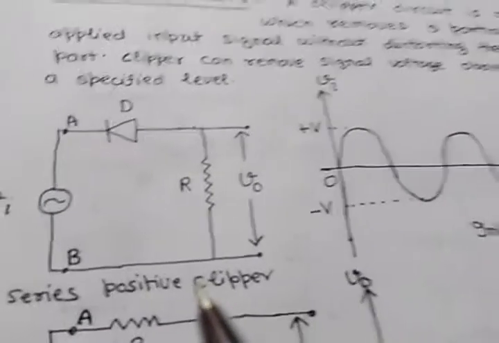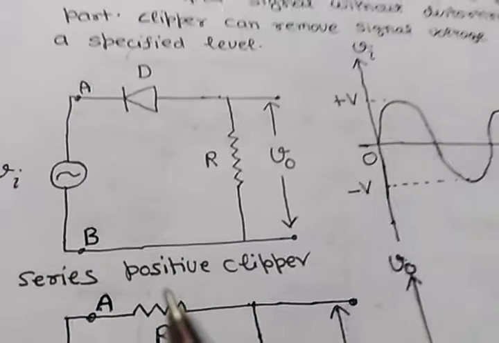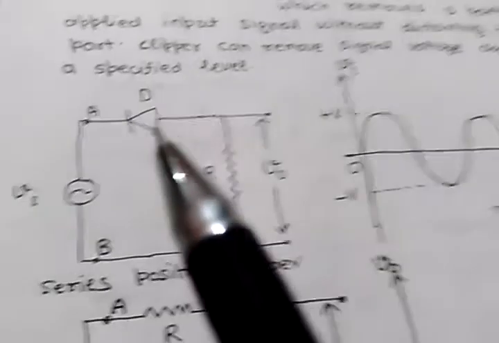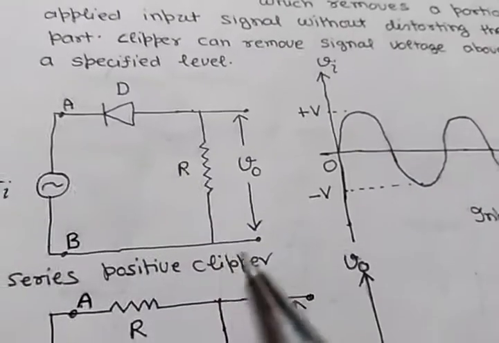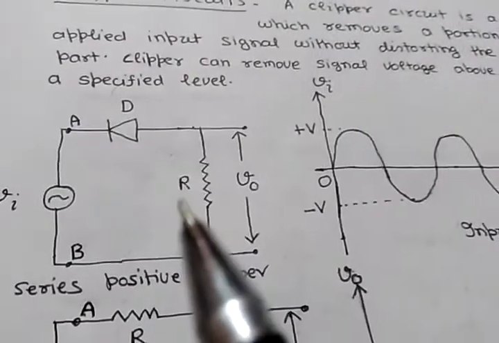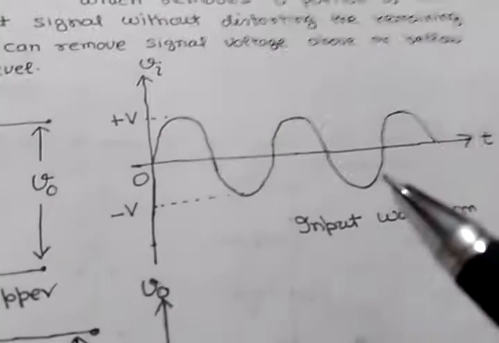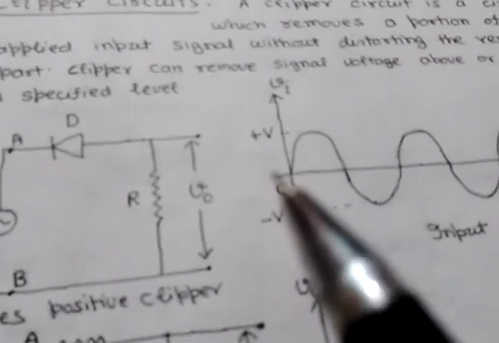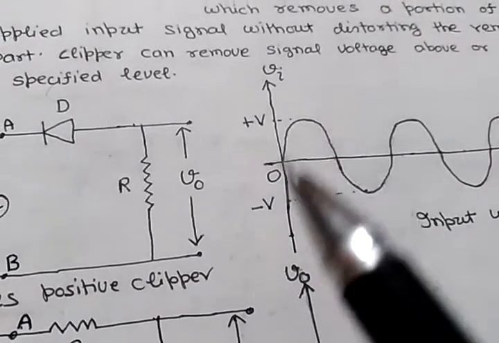This is the circuit diagram of a series positive clipper. Series means the diode is connected in series with the input signal. Positive clipper means this circuit has the ability to remove the positive half cycle of the input waveform. This is the input waveform. Consider the positive half cycle of the input waveform, when the input is positive.